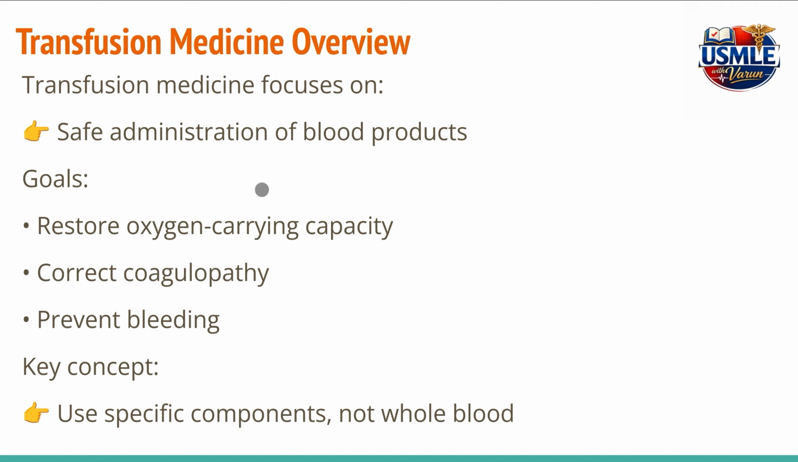First of all, transfusion medicine is all about safe and appropriate use of blood products. The goal is not just to give blood, but to give the right component for the right problem. For example, if a patient has anemia, we give red blood cells. If they have clotting issues, we give them plasma. So we always need to remember modern transfusion medicine is based on component therapy, not just giving whole blood.